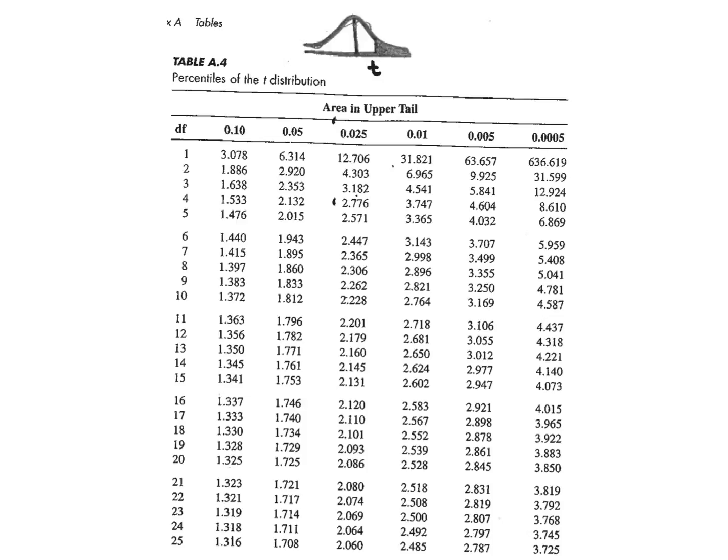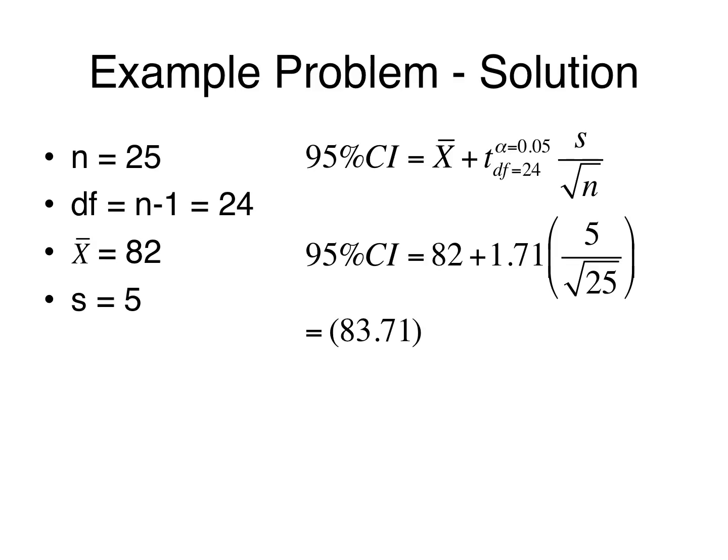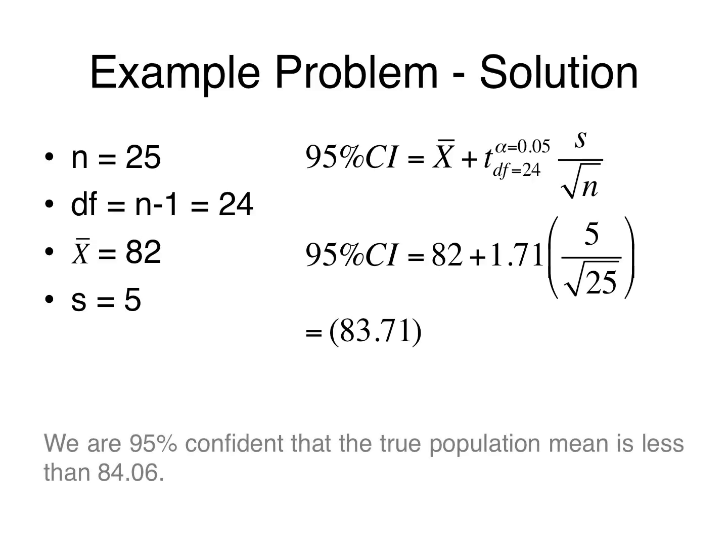Since our sample size is quite small, we look up our t-value. And we see that with a degrees of freedom of 24, based on our sample size of 25, and a 5% alpha, we get a t-value of 1.71. We then use our confidence interval formula and plug in our t-value of 1.71 and other relevant values, and this gives us a one-sided confidence interval of 83.71. So we conclude that we are 95% confident that the true population mean is less than 84.06.